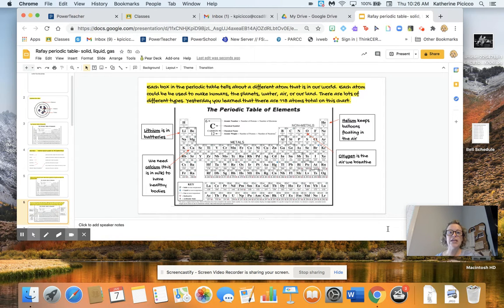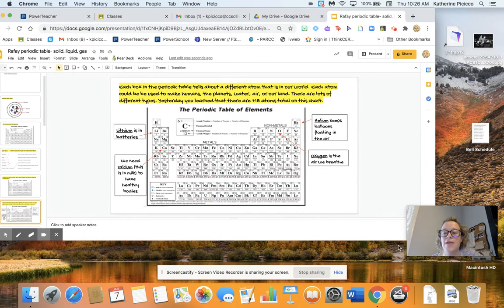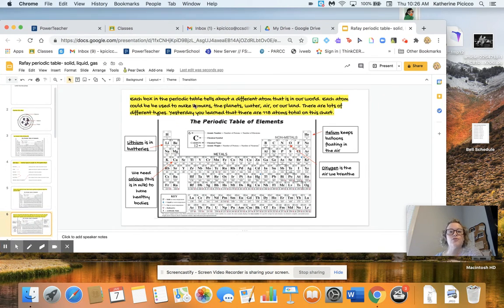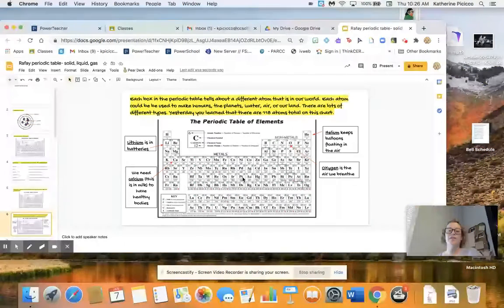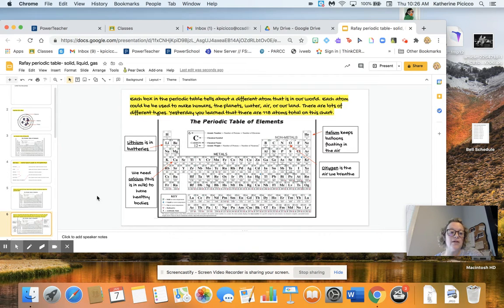It says, in each box of the periodic table, it tells you about a different atom, and that's in our world, right? Each atom could be used to make humans, planets, water, air, pizza, land, right? There are lots of different types of atoms. You learned that there are 118 total on this chart. If we look at some of these, lithium, Li, that's in batteries. Maybe you've heard of calcium, that's in milk, Ca. Helium is in balloons. It makes your voice sound like this, right? And oxygen is in the air that we breathe. So you can look at all the elements on the periodic table to learn what stuff is made of.